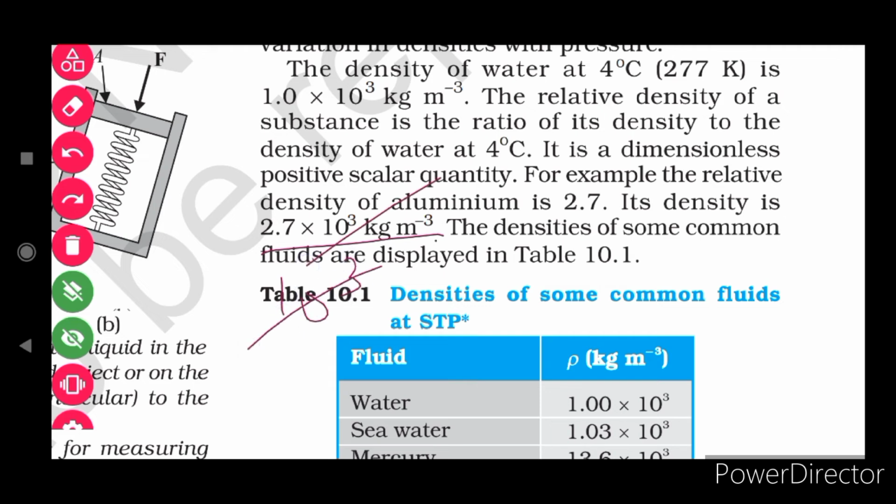Okay, so this will be cancelled out, 2.7. So this means, what does relative density signify? It signifies how much denser the substance is as compared to water. So aluminium is 2.7 times denser than water.